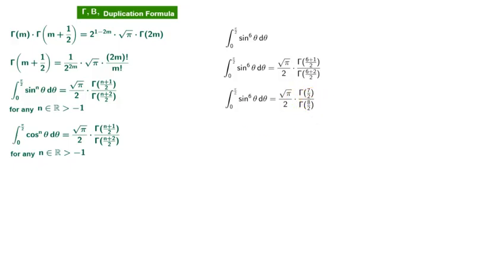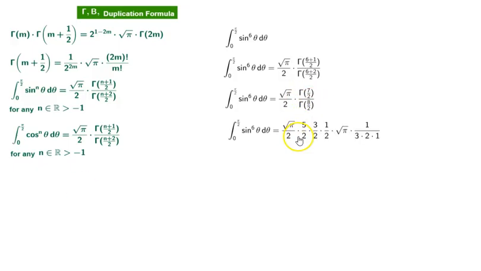So now basically what we have is the easy way of figuring out the integral of powers of sine and cos. So let's look at two concrete examples. Let's look at integral from 0 to pi by 2 of sine to the power of 6 theta d theta. Immediately we have the formula. We just apply that. We have root pi by 2 times gamma of 6 plus 1 by 2 divided by gamma of 6 plus 2 by 2, which is gamma of 7 by 2 divided by gamma of 8 by 2.